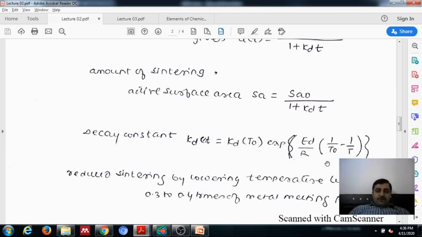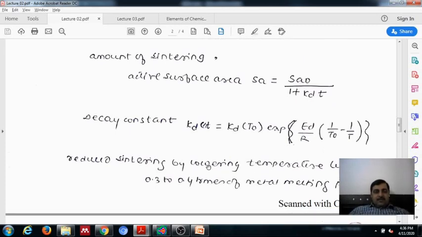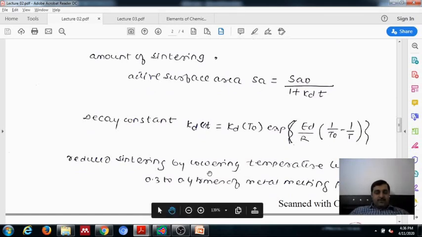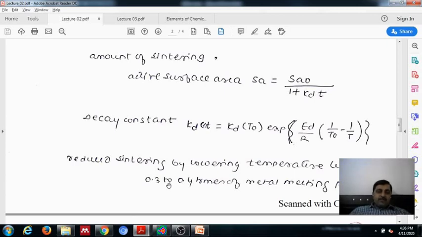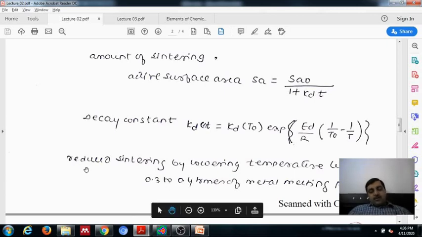Point is, how should we be able to reduce this sintering or aging of a catalyst? It is very clean and clear that the agglomeration or rupture is happening because of temperature. So if you want to reduce this sintering, you can reduce the temperature to about 0.3 or 0.4 times the melting point of the metal. You will be able to have a reduced sintering.